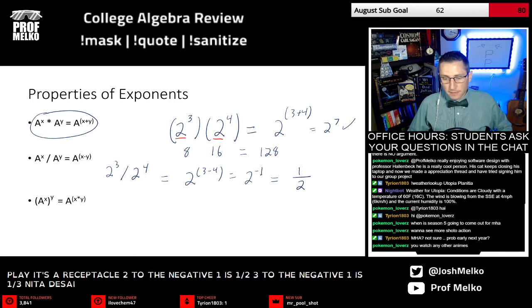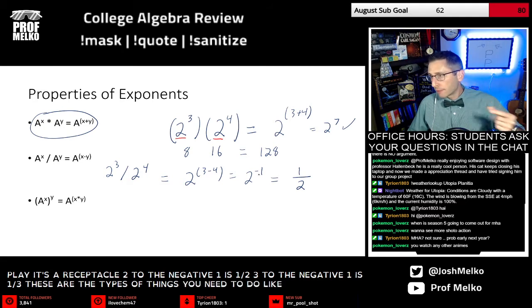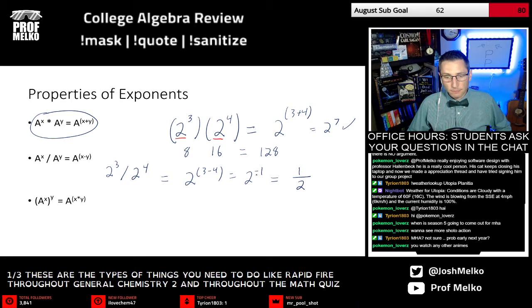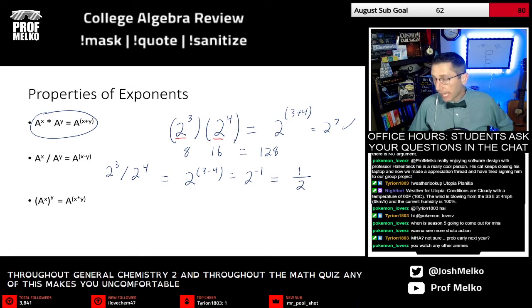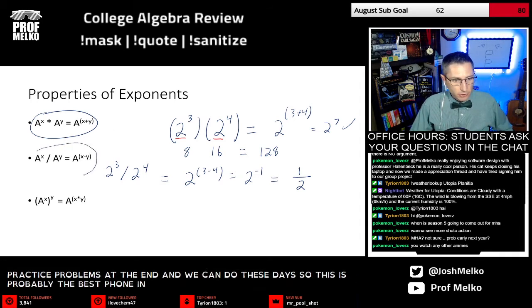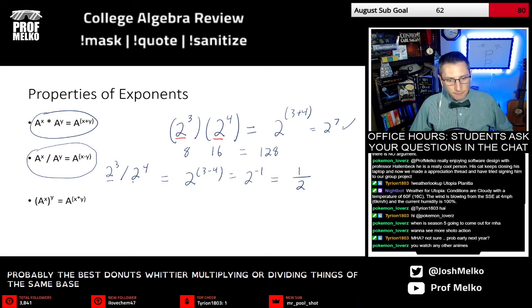These are the types of things you need to do rapid fire throughout General Chemistry 2 and throughout the math quiz. So if any of this makes you uncomfortable, ask for extra practice problems at the end, and we can do these. So this is properties of exponents, whether you're multiplying or dividing things of the same base.